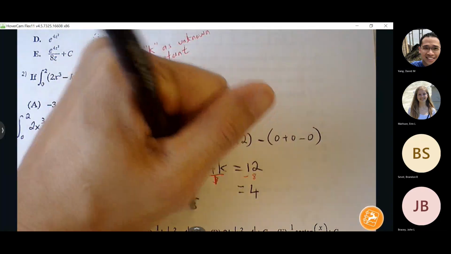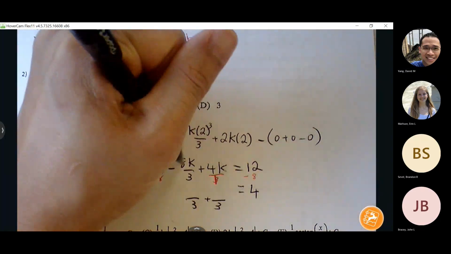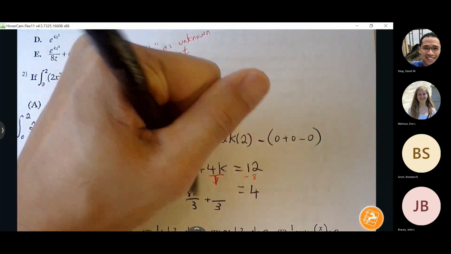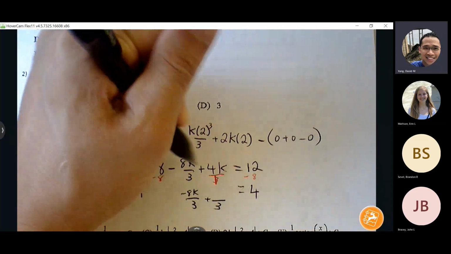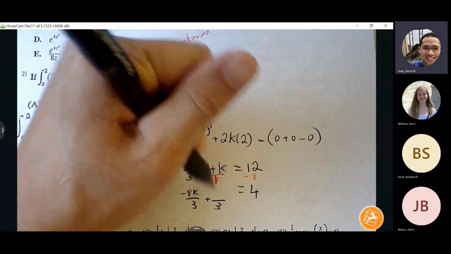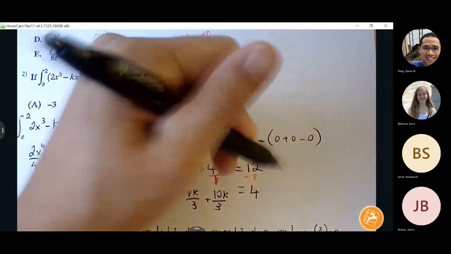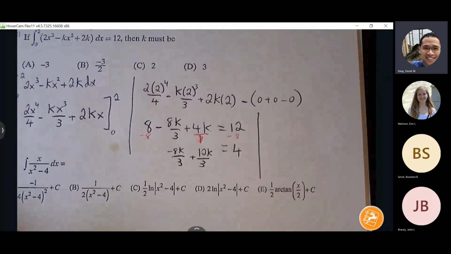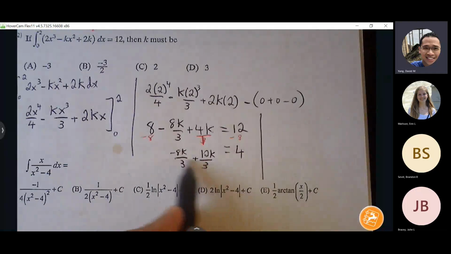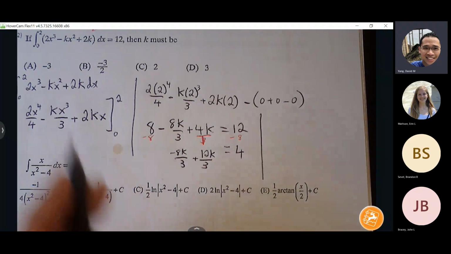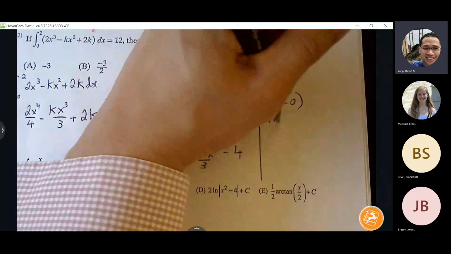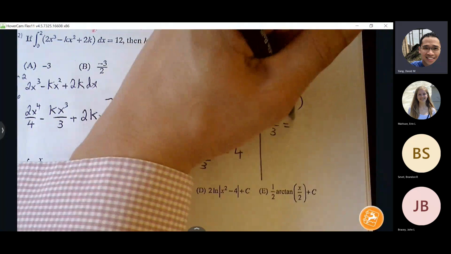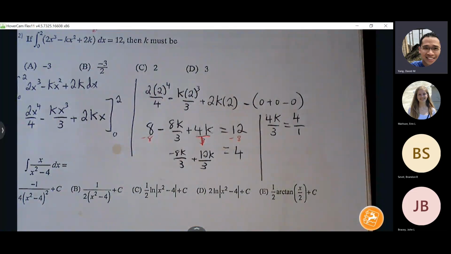So numerator stays. Second numerator I need to multiply by 3. Negative 8k over 3 plus 12 over 3k. Can combine those like terms now that they are common denominators. I get 4k over 3 is equal to 4. I'm going to force a 1 below. Makes it easier for me to see that I can just cross multiply and solve for k.